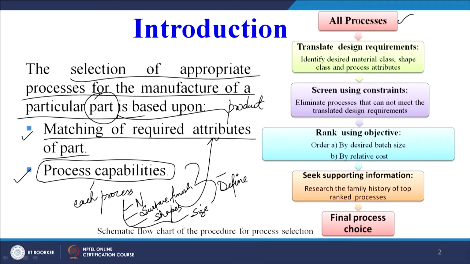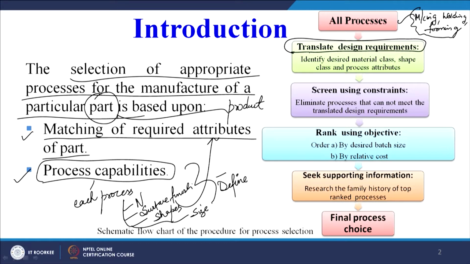Now, let us see the step by step procedure for selection. This is a flow chart procedure for process selection. First we have all processes; I can write in brief, we can have machining, welding, we can have forming. This is a combination of all the processes which are available to us. Now, the first thing that we need to do, as given here, is matching of the required attributes of the part or the product. So, the first thing is to translate the design requirements.